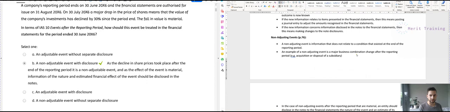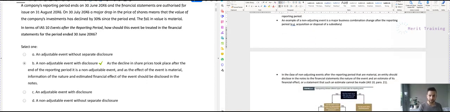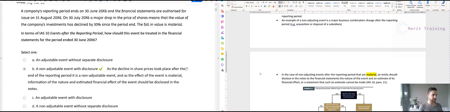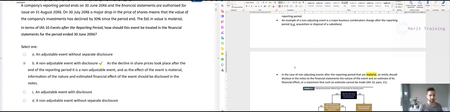So let's scroll down to non-adjusting events. So in the case of non-adjusting events after the reporting period that are material, this is the key word here, an entity should disclose in the notes of the financial statements the nature of the event and an estimate of its financial effect, or a statement. So we just got to figure out if it's material or not. So 30% and it says it's material, so yes, it's a disclosing event as well. So the answer is B for that reason.